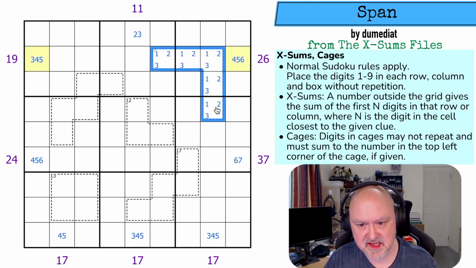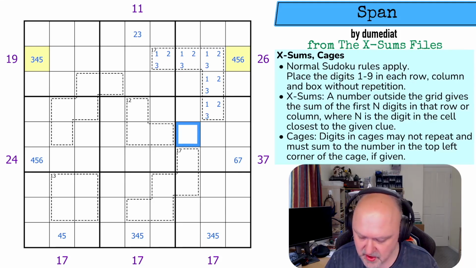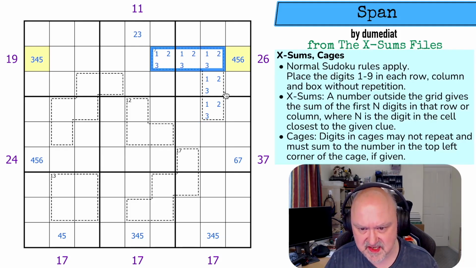They sum to 6. So then I need 2 digits that sum to 11. So the 2 digits that could sum to 11, I can't use 9, 2. I can't use 8, 3. I could use 7, 4, or 5, 6. So I'm just going to make a note. It'd be 1, 2, 3, 4, 7, or 1, 2, 3, 5, 6. They're the only ways of doing a 5-cell 17 sum.